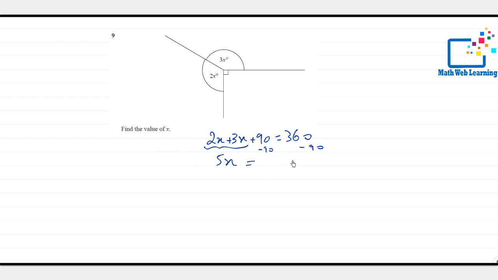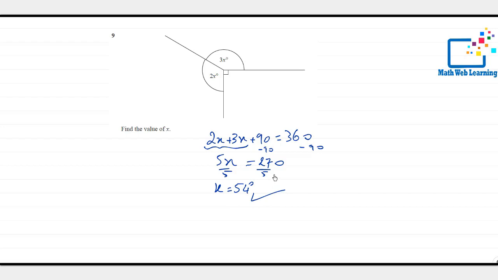So 360 minus 90 is 270. Now x equals, you divide both by 5. So you get 270 divided by 5. Do that in a calculator. It is a calculator paper after all. And the answer is 54 degrees.